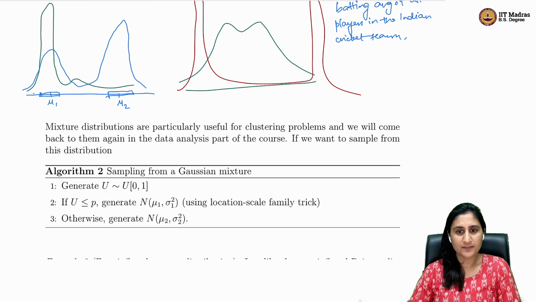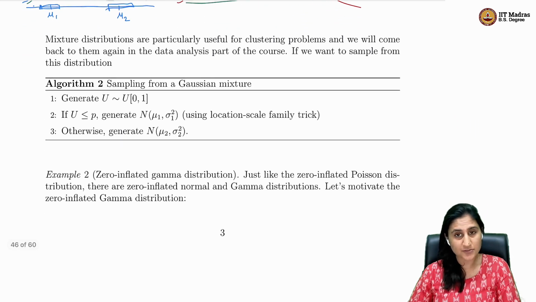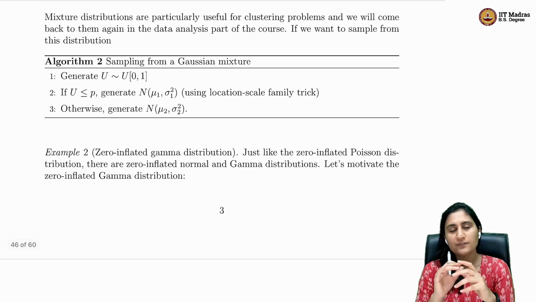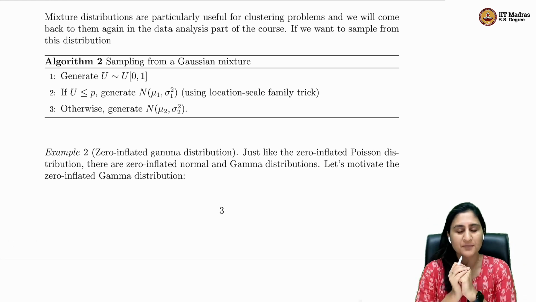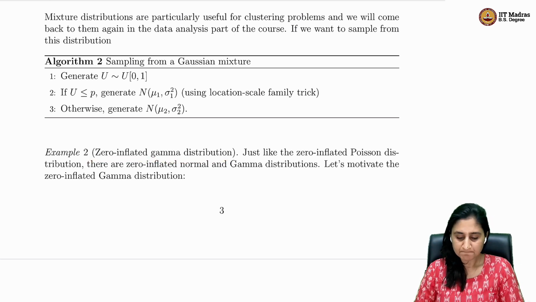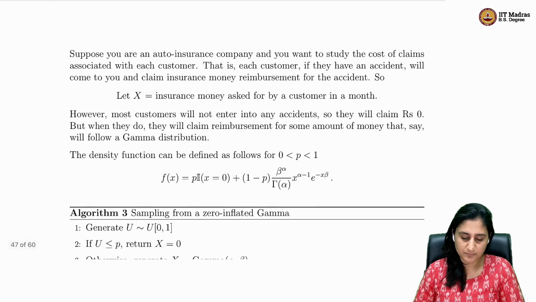Again, we can look at a few other examples. Another one that's actually quite interesting is going to be a mixture of a discrete random variable and a continuous random variable. Okay. This is the zero-inflated gamma distribution example. Now, just like the zero-inflated Poisson distribution, we can also think of a zero-inflated normal or a zero-inflated gamma.